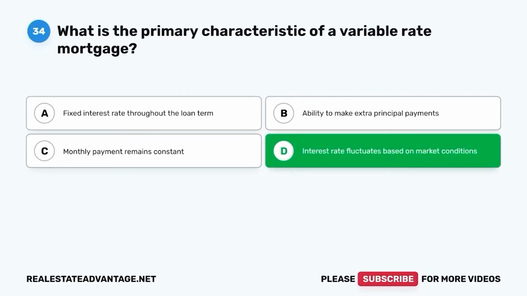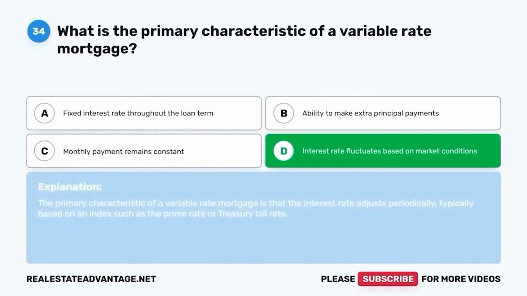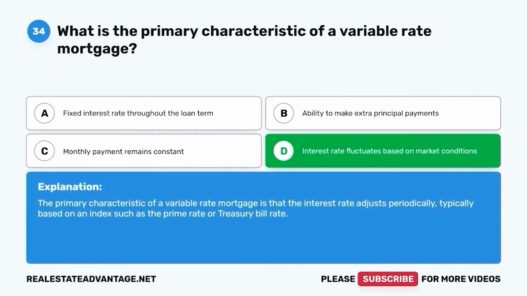Interest rate fluctuates based on market conditions. The primary characteristic of a variable rate mortgage is that the interest rate adjusts periodically, typically based on an index such as the prime rate or Treasury bill rate.